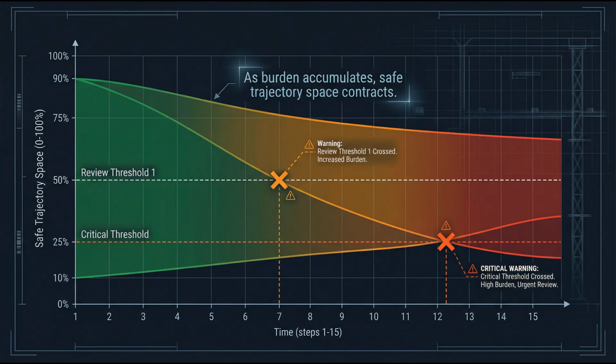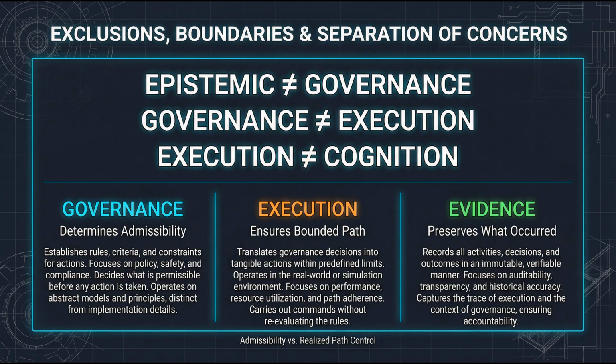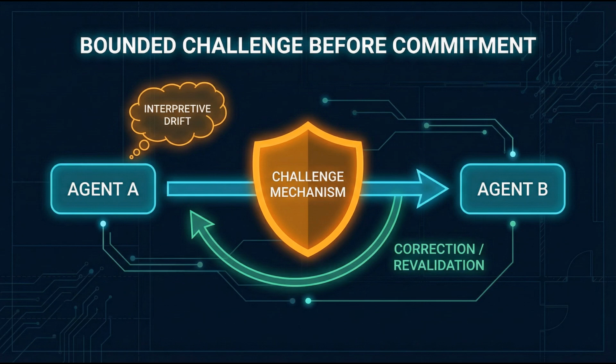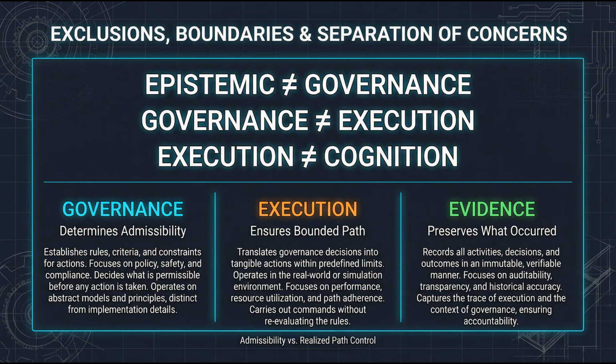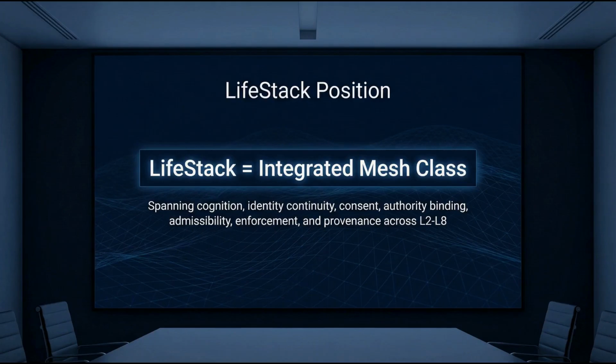This architecture does not solve the problem of malicious participants. It does not prevent attacks by insiders who control multiple nodes. This also means providing bounded mechanisms to challenge and contain interpretive or epistemic drift before it propagates into executable commitment. It is a governance architecture, not a complete security solution. Underpinning this entire structure is the principle that durable, replayable evidence is central. Admissibility and execution claims are only as strong as the evidence that backs them. This separation of concerns is critical. Governance determines whether a transition is admissible, execution ensures the realized path remains bounded, and evidence preserves what occurred.